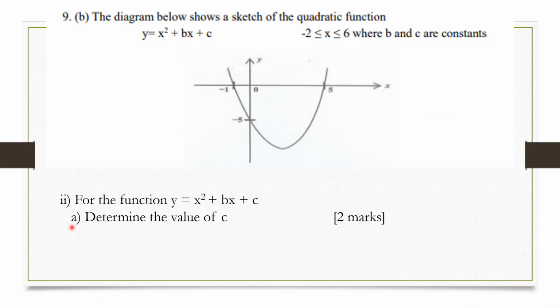Part 2, it says here, for the function y equals x squared plus bx plus c, determine the value of c. Now the value of c is the value that cuts the y-axis. So this is our y-axis here, this vertical line, and you will notice this graph cuts the y-axis at -5. Therefore, c is equals to -5.